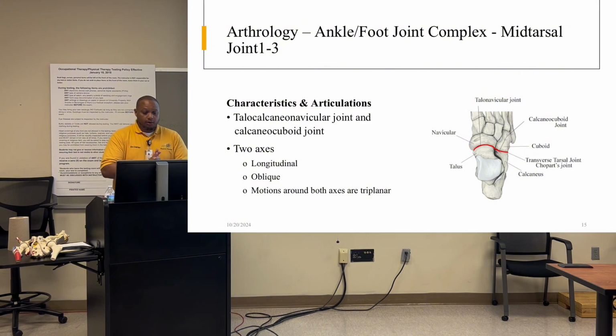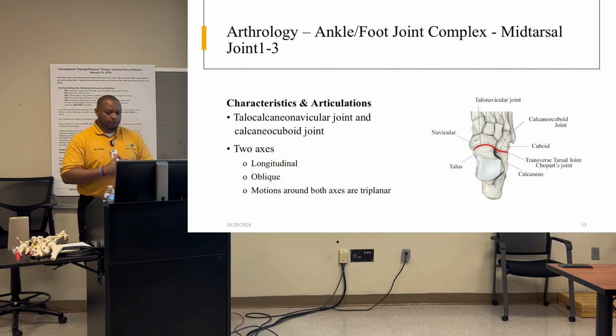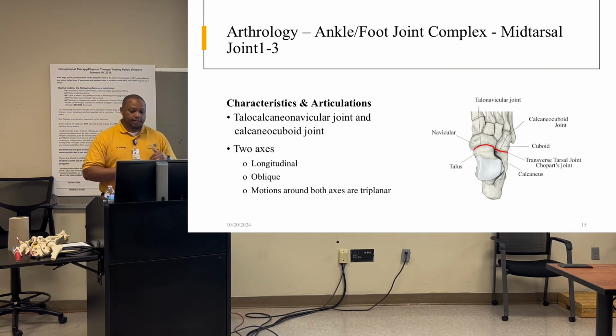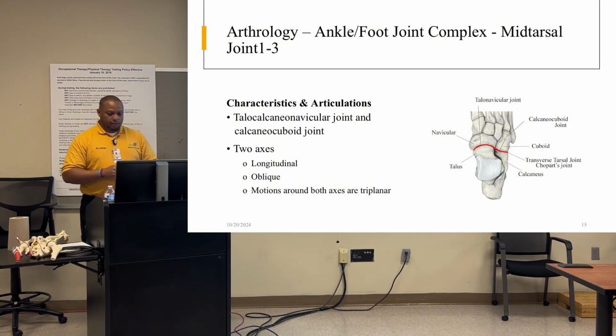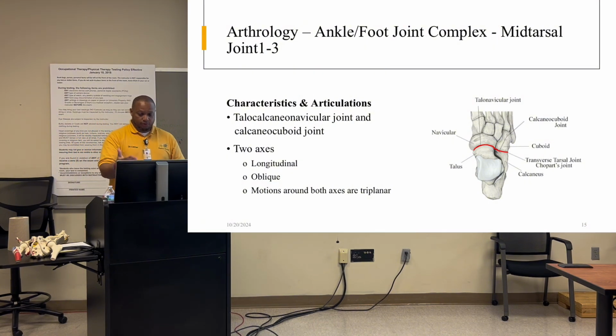All right. Here we go, mid-tarsal joint. So make sure you know what the mid-tarsal joint consists of. The mid-tarsal joint, again, is the talocalcaneonavicular joint and the calcaneocuboid joint. And so I did indicate earlier talus and navicular, but also the articulation between the calcaneus and the cuboid. So you see this red line right here? This red line is your mid-tarsal joint, okay?